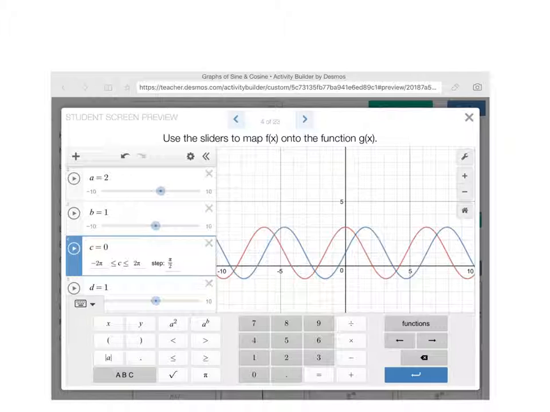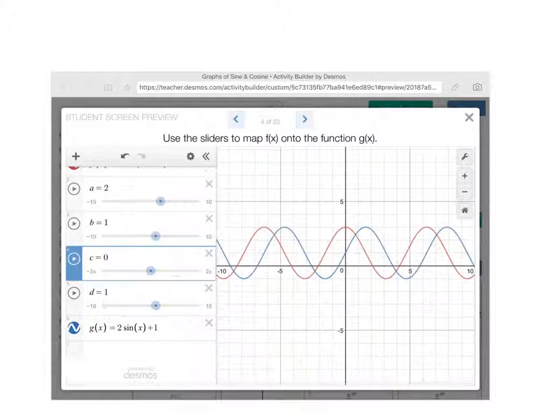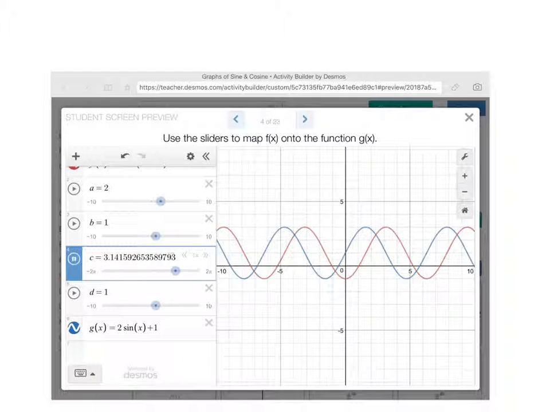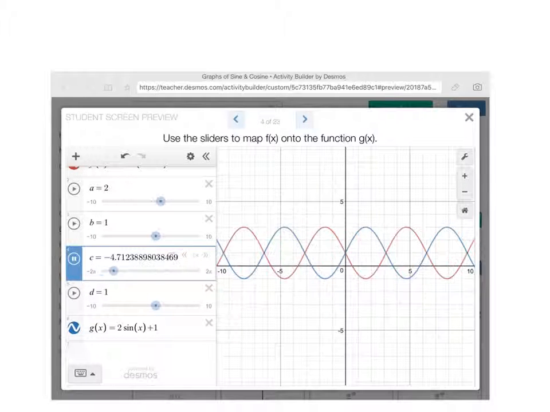And I've set the boundaries for the domain of this function to be from negative 2 pi to 2 pi. So what I can do as a student is just press play here and watch this function move and try to figure out when it is that these functions are the same. And I should see this happen a couple different times while this is playing out. So I see that as my c value decreases, my function's moving to the right just like I thought it would. And as my c value increases, my function moves to the left just like I thought it would.